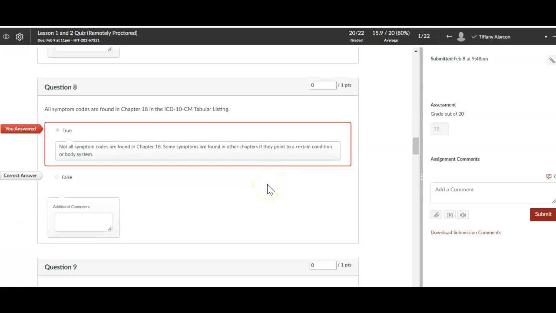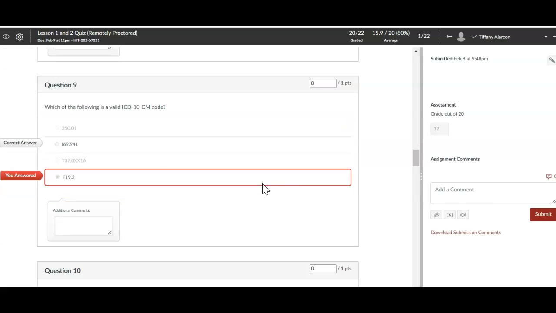All symptom codes are found in Chapter 18. Some can be in other chapters. A good example would be dehydration. That will be an E code, which is not in Chapter 18. That can be a sign or symptom of something.